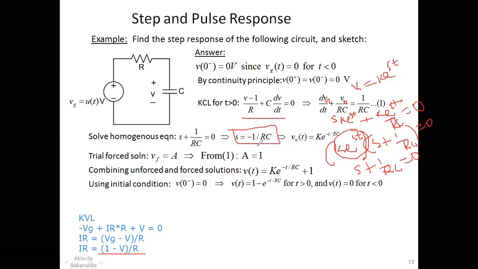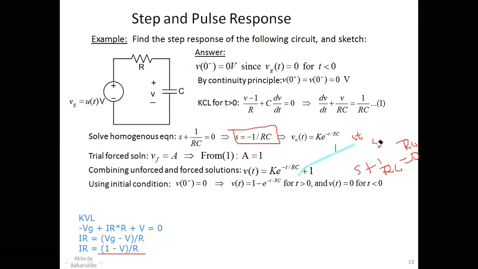Next, we try to find our Vn, because we already assumed that our Vn is equal to K exponential St. So your Vn will be equal to K exponential of S, which is minus 1 over RC. So the minus comes here, and 1 over RC comes here, and then you still have your t here. This becomes the natural response for this particular circuit.